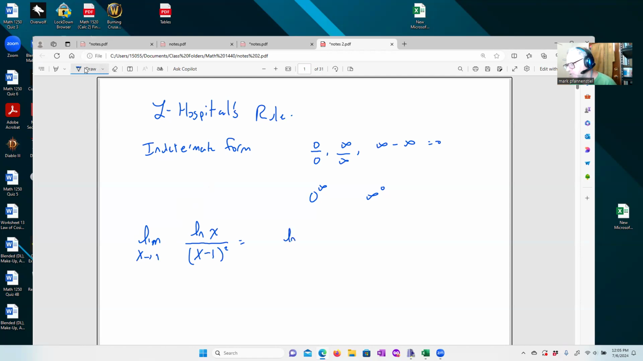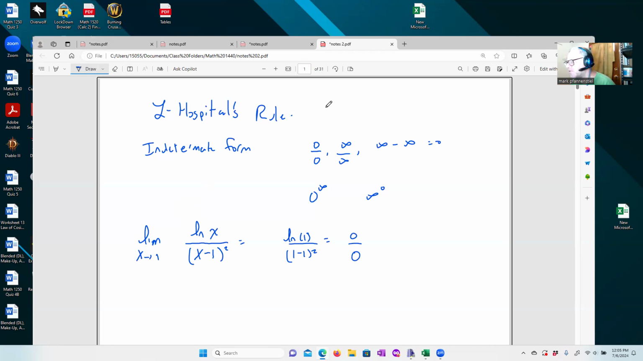So we go ahead and we say x goes to 1. We say this is the natural log of 1. Okay? And then we have 1 minus 1 squared. The natural log of 1, you remember, is 0. 1 minus 1, of course, is 0. And then look at this. We have a 0 over 0. Hey, that's an indeterminate form.